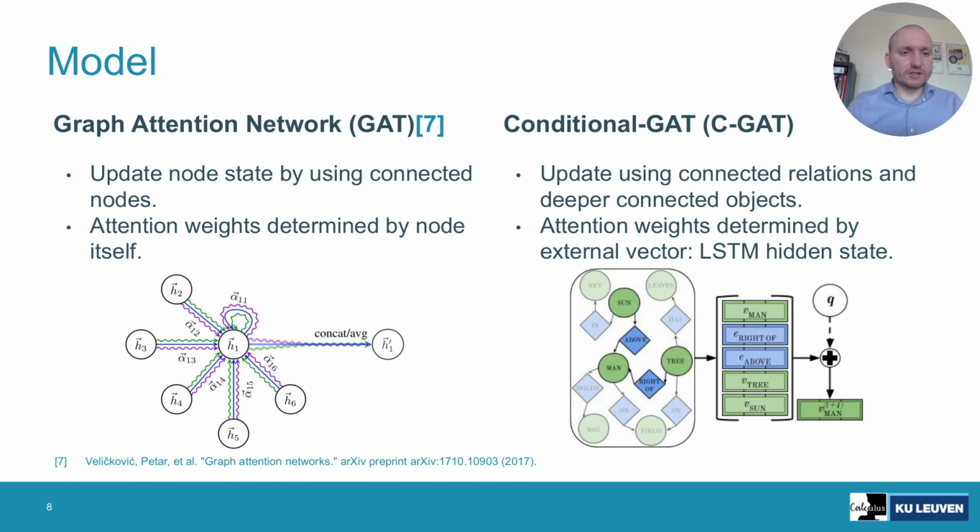So on the left is the traditional graph attention network, where the feature of the word man itself is used to do this update and decide how important each of the neighbors is. While we propose the conditional attention network, where an external feature decides how important each neighbor is. And in this case, our feature comes from the LSTM hidden state. This is then done for every node in the scene graph to update all the nodes.